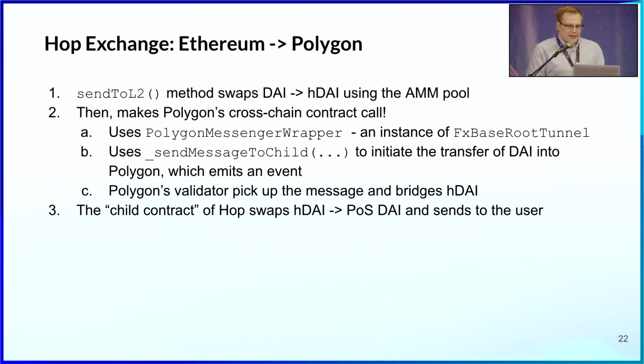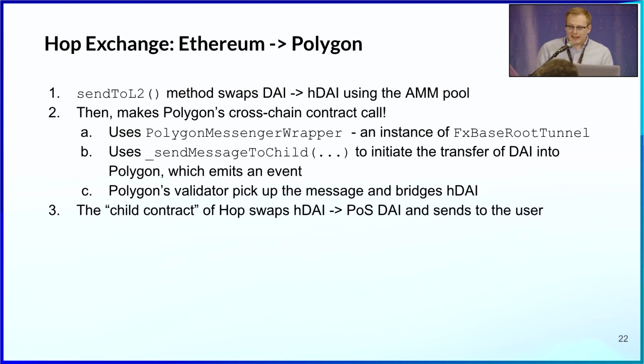Okay, so what did we do? We called send to L2. It swapped some DAI into some H DAI using an AMM, and then we're going to actually make the call on Polygon's cross-chain contract. So not Hop Exchange's contract. We're going to do it through Polygon. Now, it might be Hop Exchange calling Polygon, but ultimately we're using the Polygon Bridge contract in some way. In particular, we're creating this FX base root tunnel thing, whatever that is. Obviously, there's a lot more details we could talk about, but I've only got 20 minutes.